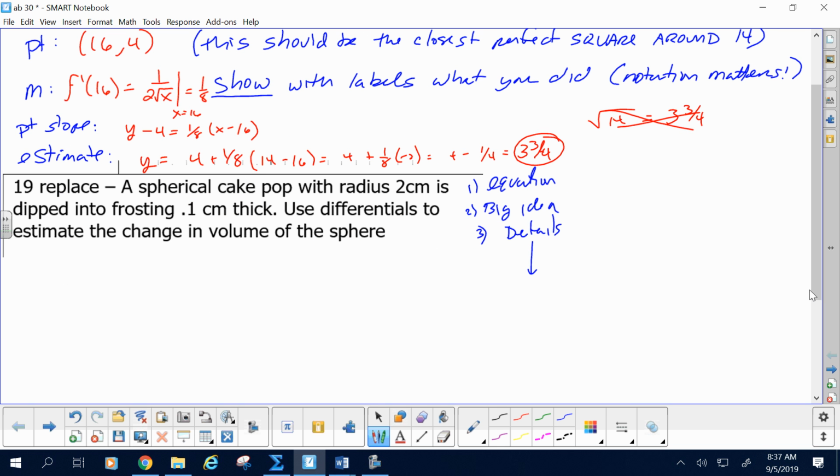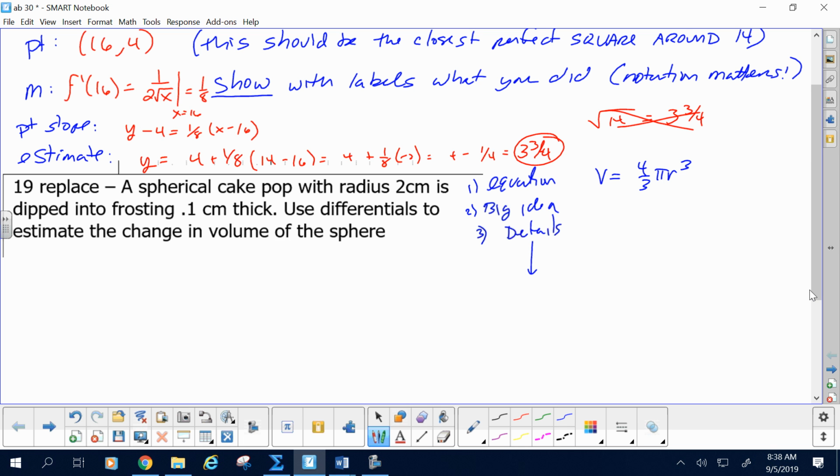Give me an example of a differential. dy, perfect. dx. What is a differential? Plain old English. A tiny change in some variable, right? Perfect. Okay. So, if I want to do a spherical cake pop and they're talking about change in volume, then what's the equation to use? 4/3 pi r cubed. Perfect.